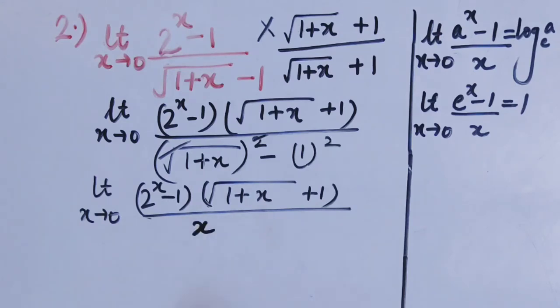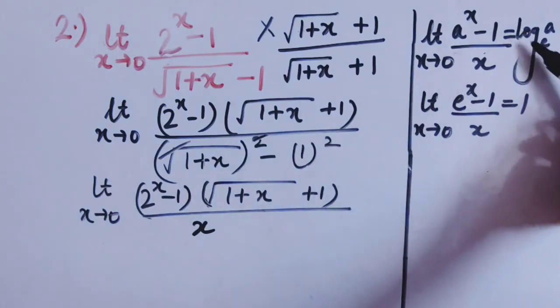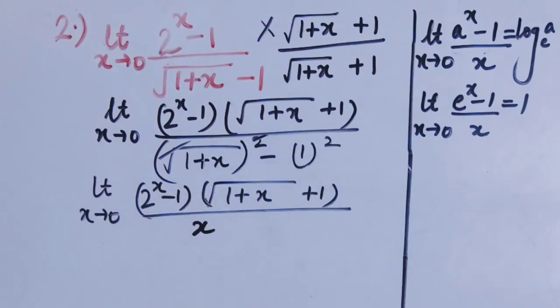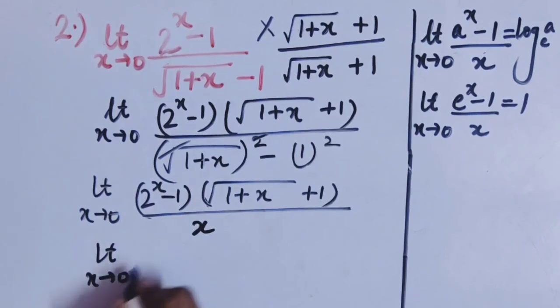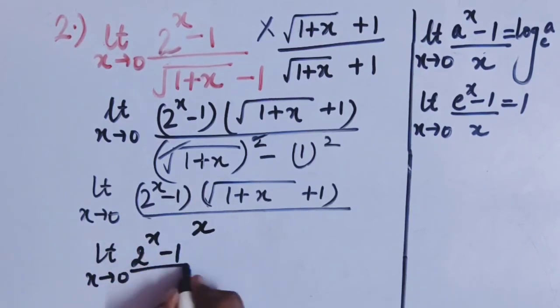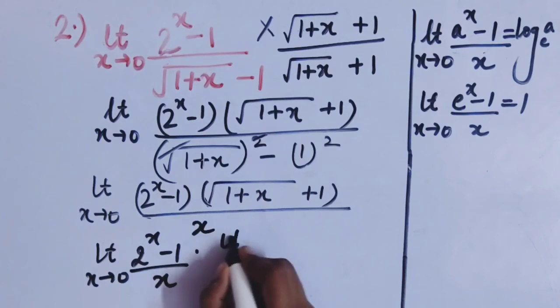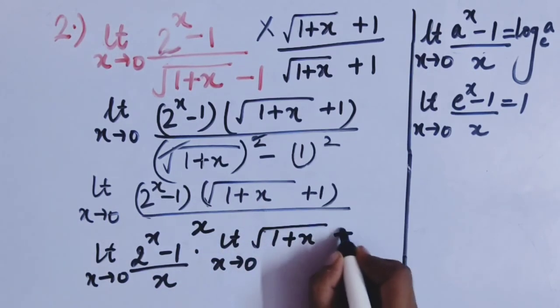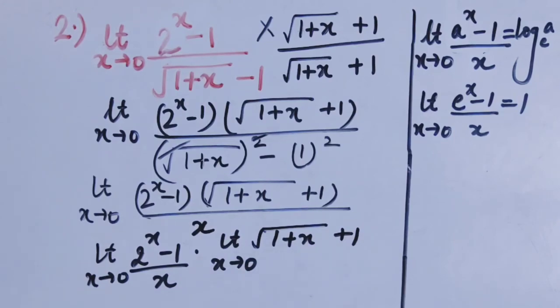Now see here, if I use this standard exponential limit, this whole expression is going to become what? This is going to become log a to the base e. It means if we are using it, it gives exactly this result. So now what are we going to get from here students? First of all see here, can I write it? Limit x tends to 0, 2 raised to the power x minus 1 upon x into limit x tends to 0 under the root 1 plus x plus 1. Yes, exactly. I can write it.